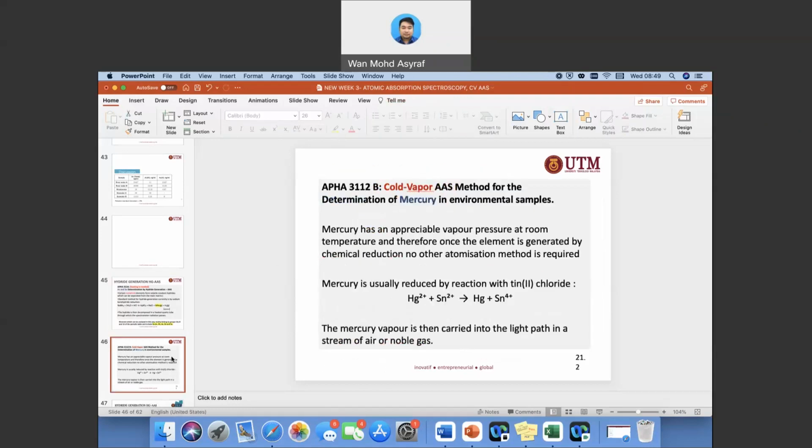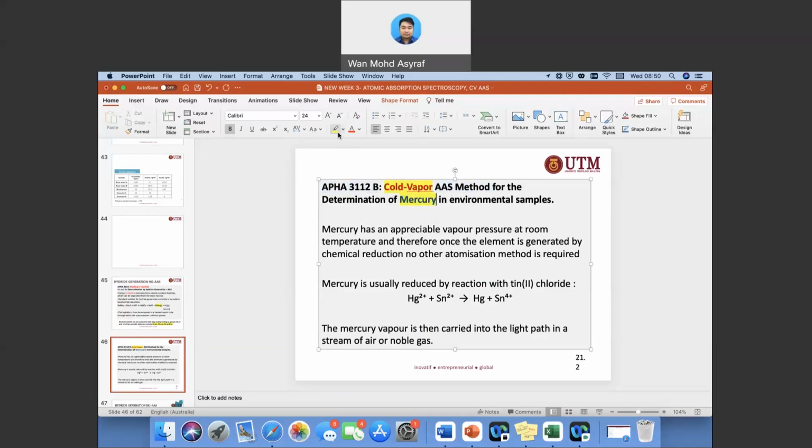There is another one which is much more specific. It is just for the determination of mercury in environmental samples. This is APHA 3112B, which is called the cold vapor AAS method. I need to remind you that this is very important, the keyword cold vapor. So when you see cold vapor, you straight away think of the determination of mercury.